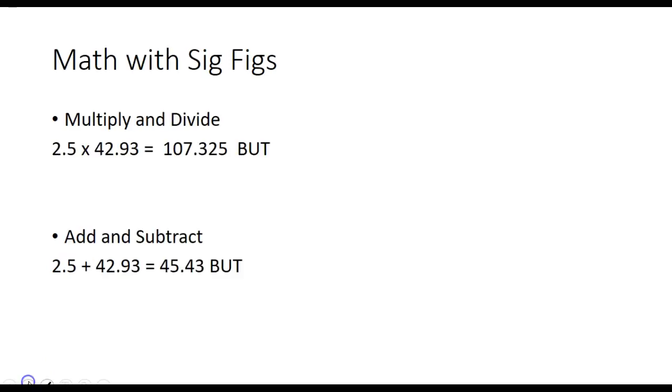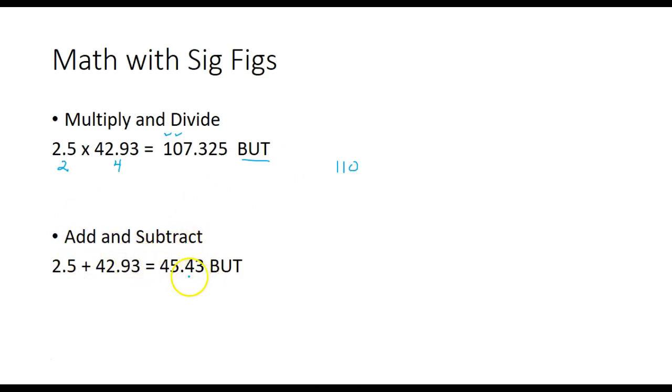When we do math with significant figures, there are 2 rules, one applying to multiplication and division and one applying to addition and subtraction. Multiplication and division, your answer can't have more significant figures than the least in one of the numbers you're multiplying together. 2.5 has 2 significant digits, 42.93 has 4. When we do this on our calculator, we get 107.325, but we have to round it to 2 significant figures. That 1 is significant, I need a significant figure there, and so I'm going to round that to 110. It's 2 significant figures.